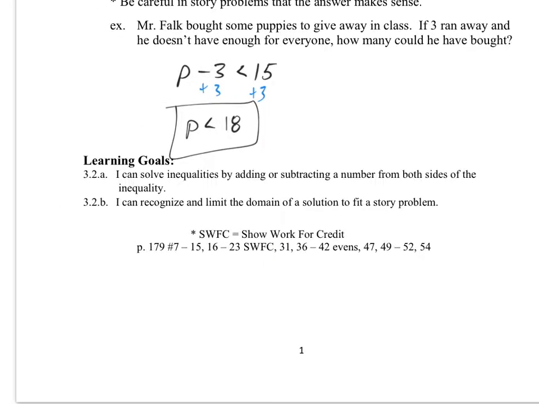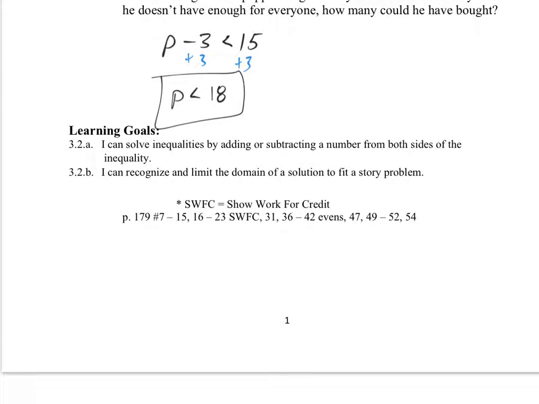If we were to graph P is less than 18, you could put in an 18, be an open circle because it's less than, and be to the left. But we said some of those don't make sense because you can't really have half a puppy without getting in trouble with, I don't know, the law. So for that one, instead, we'd have to start at the 17.